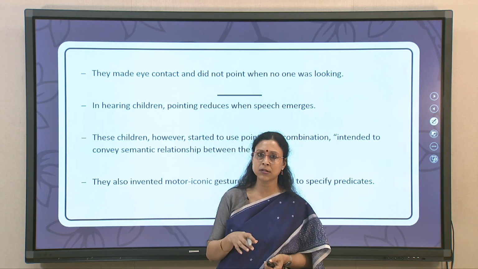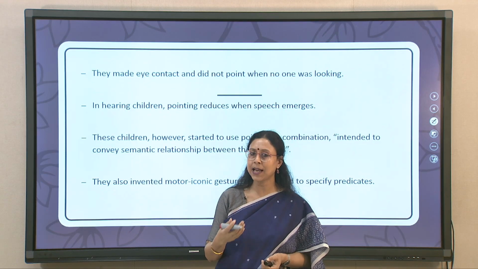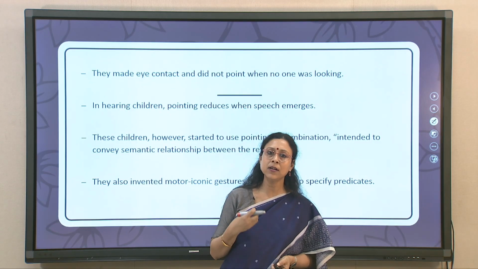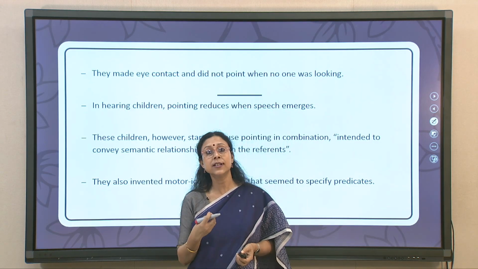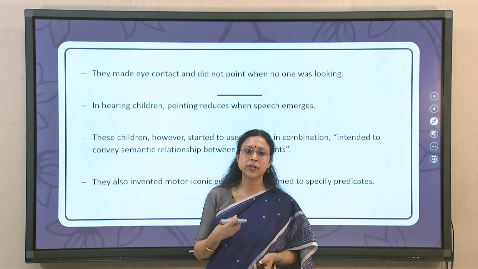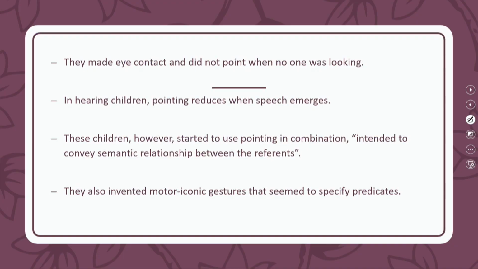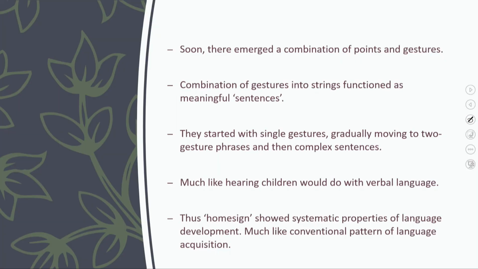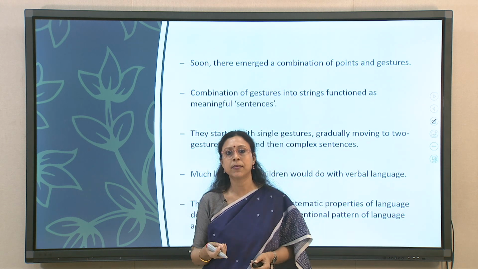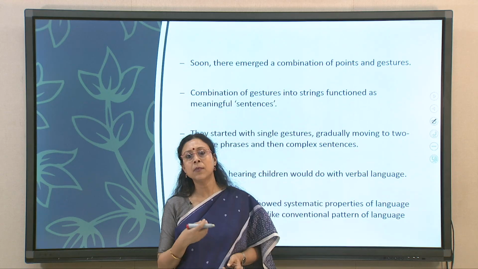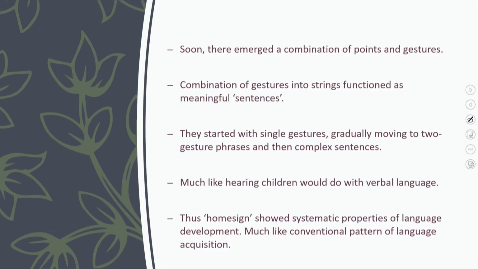So, they had no idea how sign language works. Whatever is happening with the children is happening organically, automatically, they are doing it spontaneously on their own. Right. So, they also invented motor iconic gestures that seem to specify predicates. So, from pointing they go on to gestures proper. Soon there emerged a combination of points and gestures.